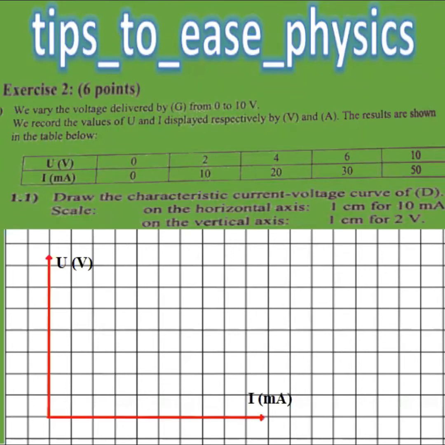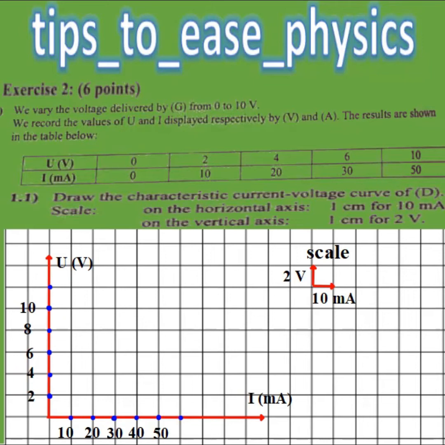First, we will draw the horizontal axis and the vertical axis that represent the current and the voltage. Second, we will choose the scale. As I mentioned in the given, the scale on the horizontal axis is 1 cm for 10 milliampere. Here each box is 1 centimeter, so I will take each box as 10 milliampere. Then we can write the scale on the x-axis: 10, 20, 30, 40, 50, etc. On the vertical axis, each 1 centimeter represents 2 volts, so we can write 2, 4, 6, 8, and 10.